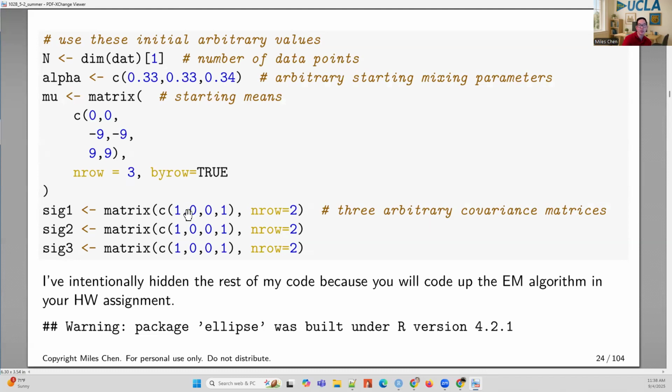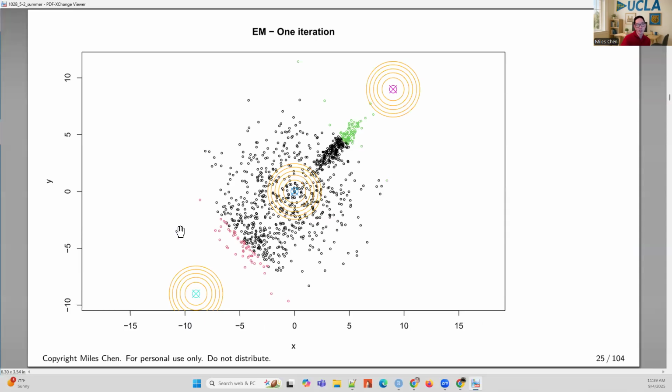And then my covariance matrices, I'm just using the identity for all of these things. Okay, so these are all not good. And this would be my initial assignments here. Based on this, using the Bayes classifier, I classify each point and say, does it belong to this cluster, this cluster, or this cluster. Okay. Now, I've colored the dots in accordingly.